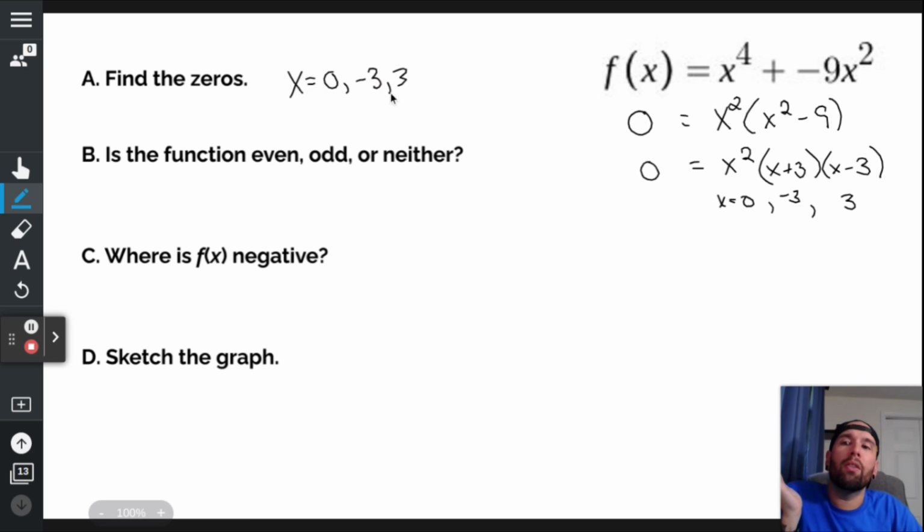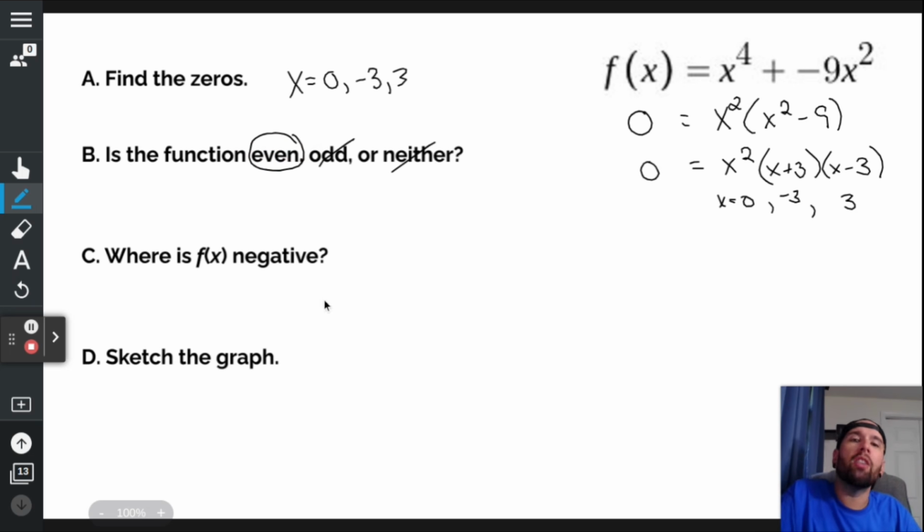Is the function even, odd, or neither? Now, if it's odd, all of these would be odd. It ain't. If it was even, all of these would be even. They are. So it's not neither. Now let me double check. If I replace this with negative x, do I get the same thing? Negative x to the fourth is still x to the fourth. Great. If I replace this with negative x, do I still get the same thing? Negative x in parentheses squared is still x squared, so nothing changed. Hooray, this is even.